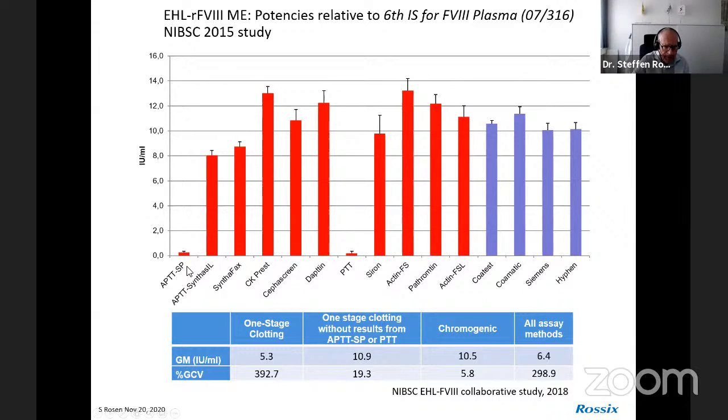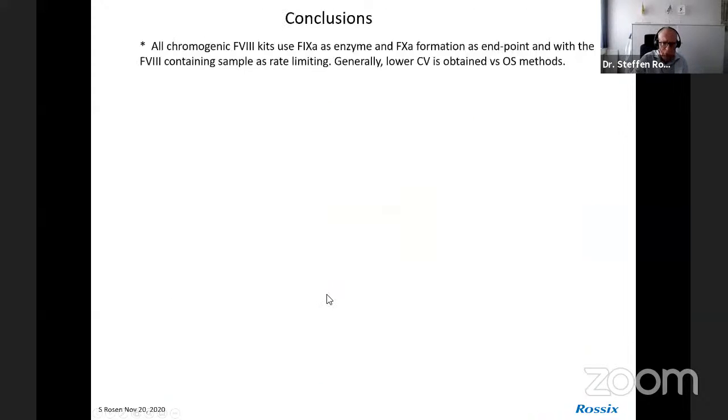And for 2 APTT reagents, APTT-SP and PTT, there was almost no value assigned when assayed against the 6th IS for factor VIII plasma. So these new generation products can be safely measured with Chromogenix kits, but one has to be careful when using the one-stage methods. So I come now to the conclusions.